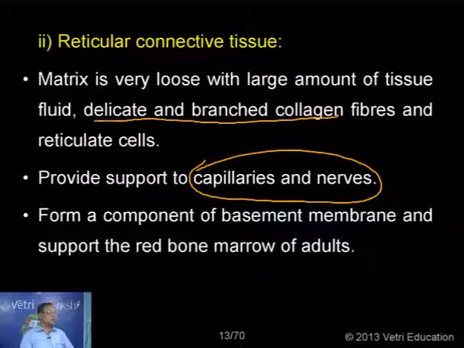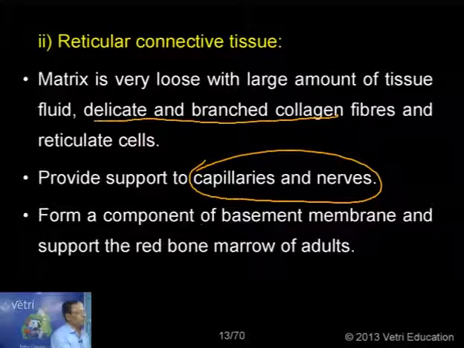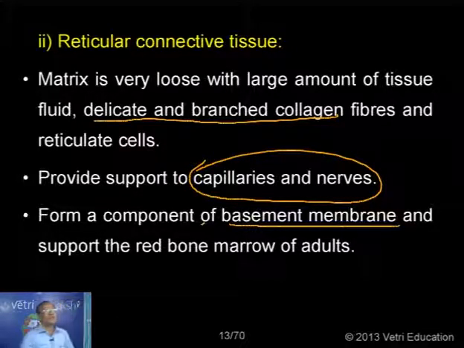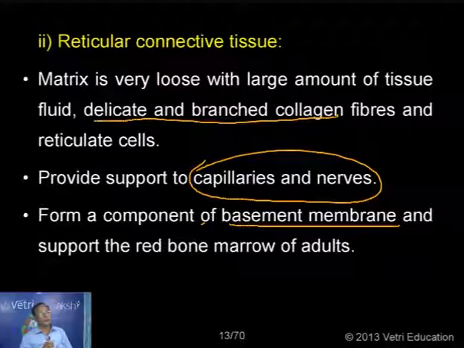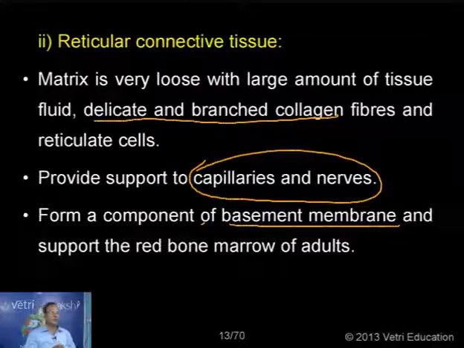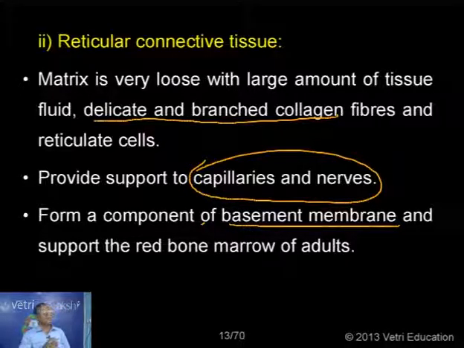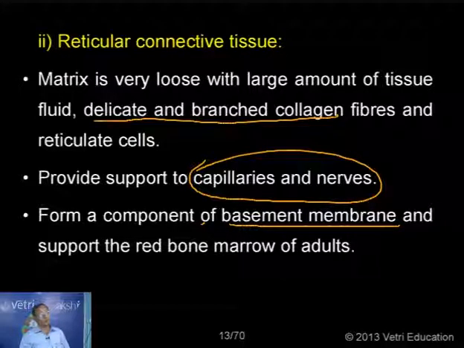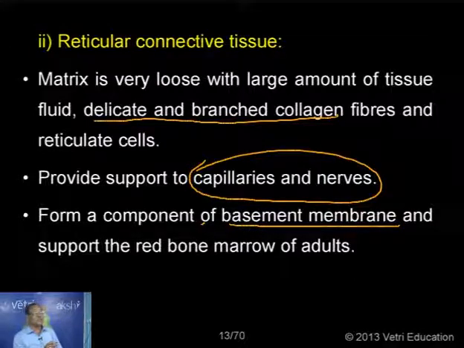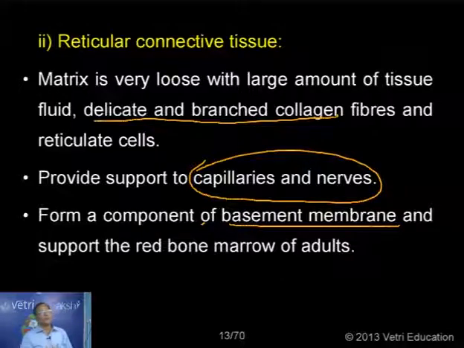It also supports, for example, the basement membrane, a membrane on which the epithelial cells are placed, and the red bone marrow. Yellow bone marrow is different. Marrow is the substance that normally fills the cavity of the bones, hence called bone marrow. So we have two types of bone marrow: the red bone marrow and the yellow bone marrow. The red bone marrow is formed of this reticular connective tissue. The yellow bone marrow is formed of adipose connective tissue.